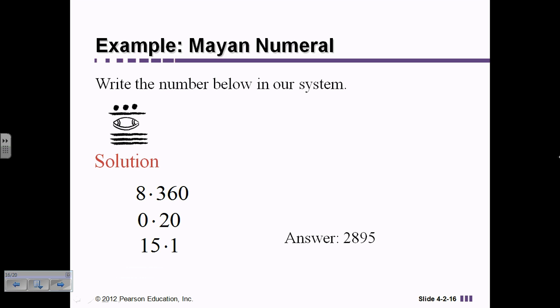Let's look at another one. Here we have 8 things in the 3600 position, nothing in the 20s position, and 15 things in the 1 position. So our number is 2,895.